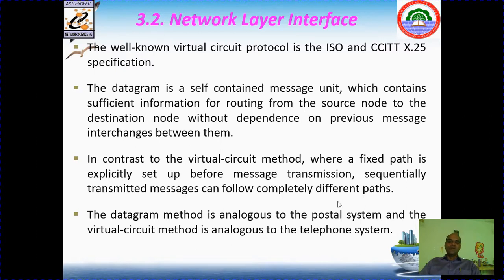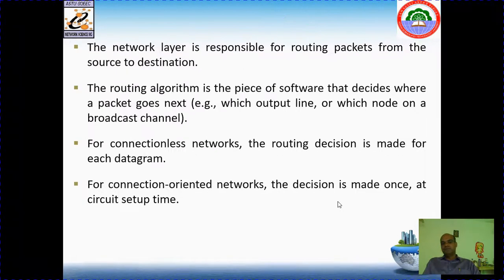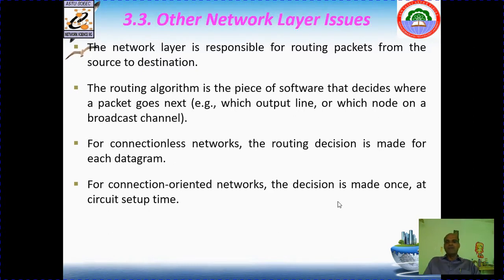The datagram is a self-contained message unit, which contains sufficient information for routing from the source node to the destination node without depending on previous message interchanges between them. In contrast to the virtual circuit method, where a fixed path is explicitly set up before message transmission, sequentially transmitted messages can flow along completely different paths. The datagram method is analogous to the postal system and the virtual circuit method is analogous to the telephone system.